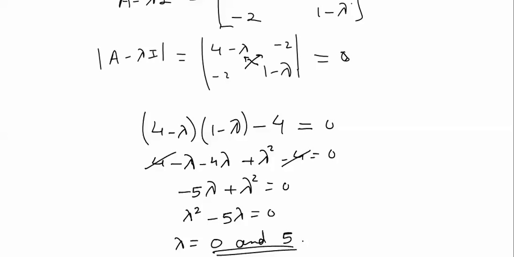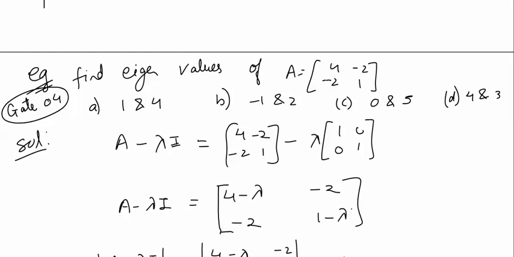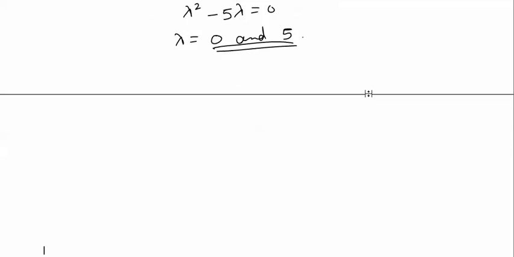Clear? So this is how you find out the eigenvalues of this equation. So the answer will become very simply 0 and 5. Right? Clear? How to find out the eigenvalues? Right? Okay.